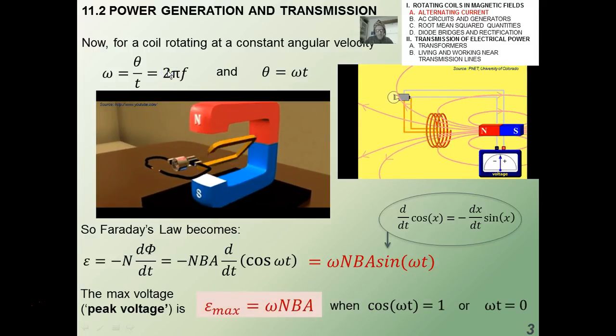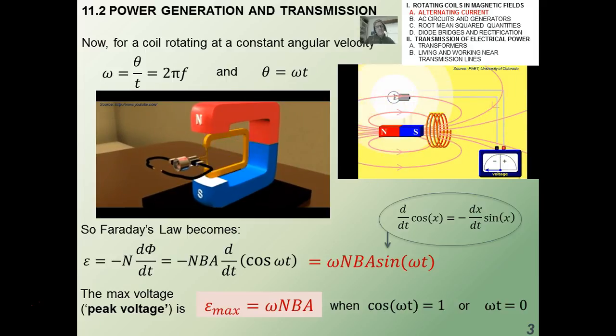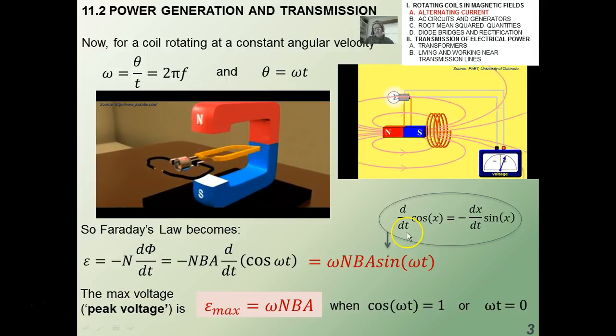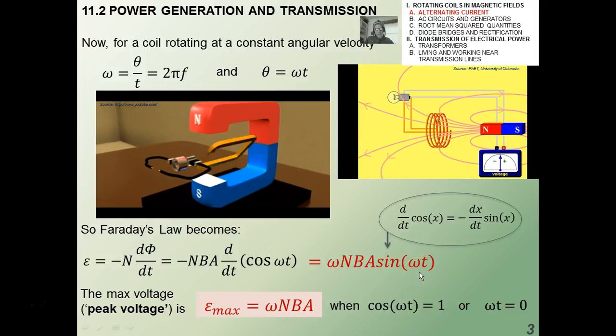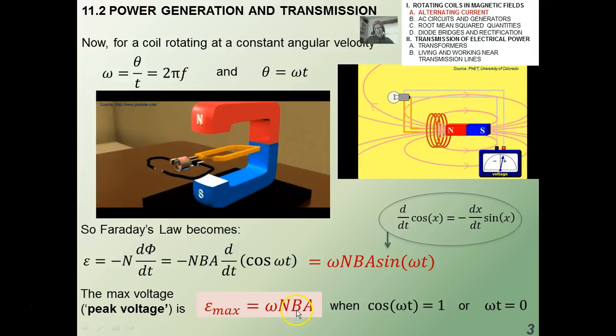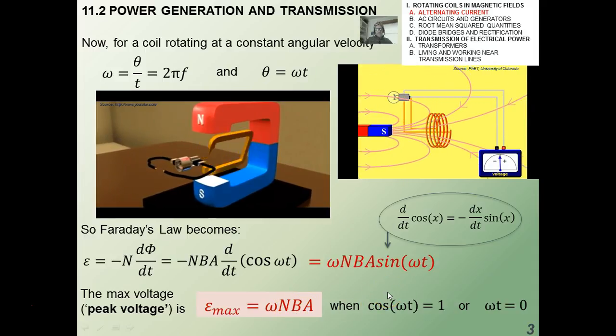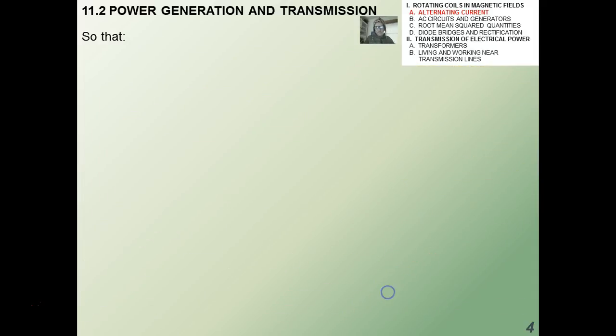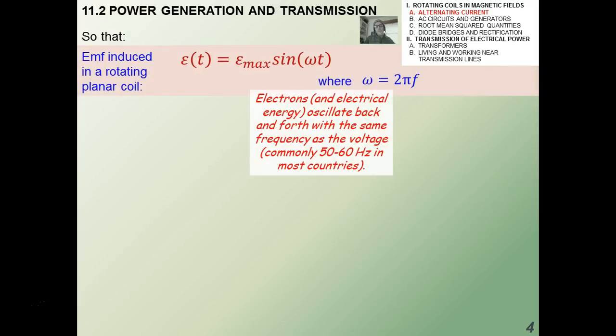complete circle. Now, you can see that the maximum value of the induced EMF will be when the sine of omega t is 1, okay? That means that epsilon max is omega times n times B times A, okay? So that's pretty easy. It's called the peak voltage or the maximum voltage. So the EMF induced in a rotating planar coil, as a function of time, epsilon of t, is epsilon max, because that's omega N B A, times the sine of omega t, where omega is 2 pi f, okay?